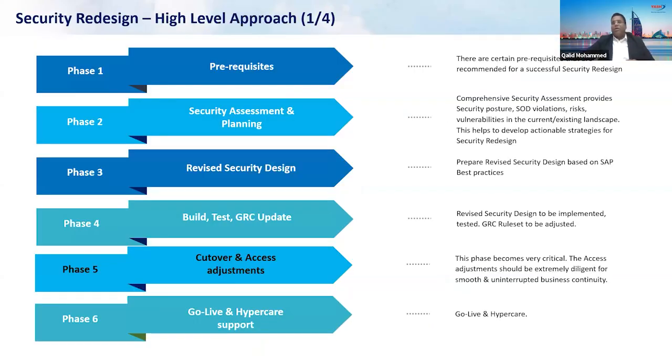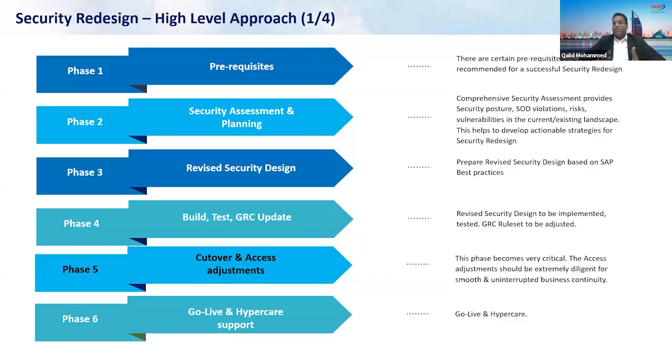Okay, now that we understand the reasons, the causes, and the benefits of security design, let us try to understand how we execute this engagement. We have given a very high-level approach here. It has 6 phases. Phases 1, 2, and 3 are unique to security redesign engagements. Phases 4, 5, and 6 are regular phases that you find in the regular implementation methodology, agile methodology.